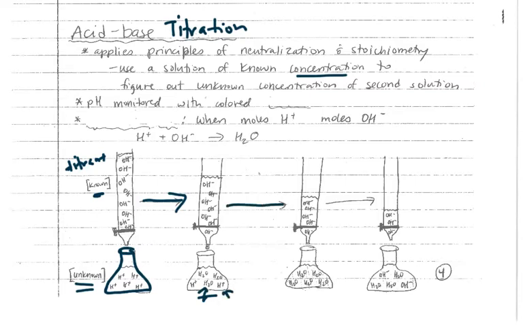So we add base, we keep adding that titrant until we have completely neutralized the solution. If we keep going, then we'll end up with excess amounts of base, and that's not so good. So this right here is where we have reached what we call the equivalence point.